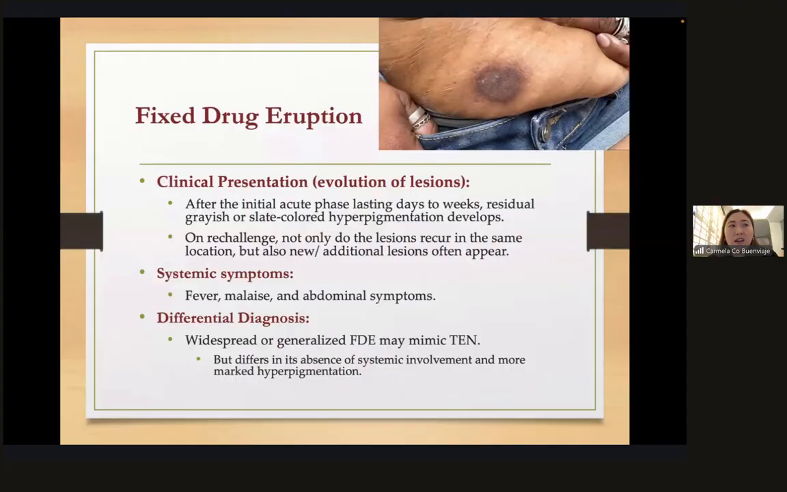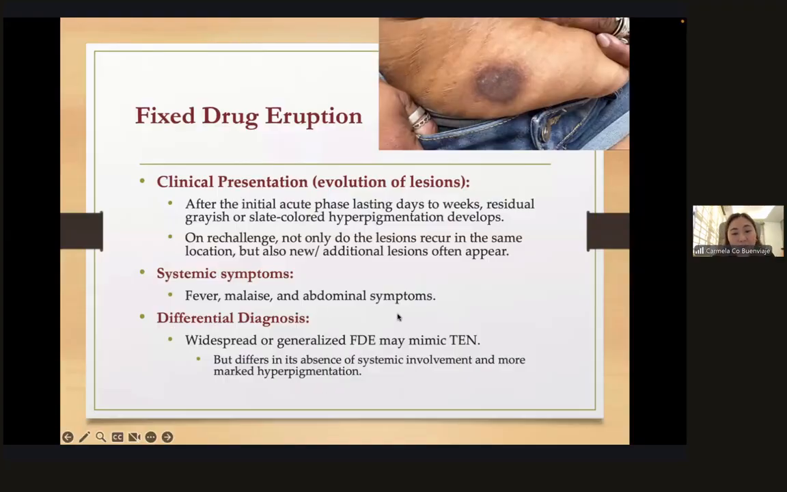So for example, when he already stopped the medications, the erythema on the area will resolve and turn into slate gray. But eventually, when he takes the medication again, that area will again become erythematous or flared up. And aside from that, additional fixed drug eruption lesions could occur. So for systemic symptoms, there could be fever, malaise, and abdominal symptoms.